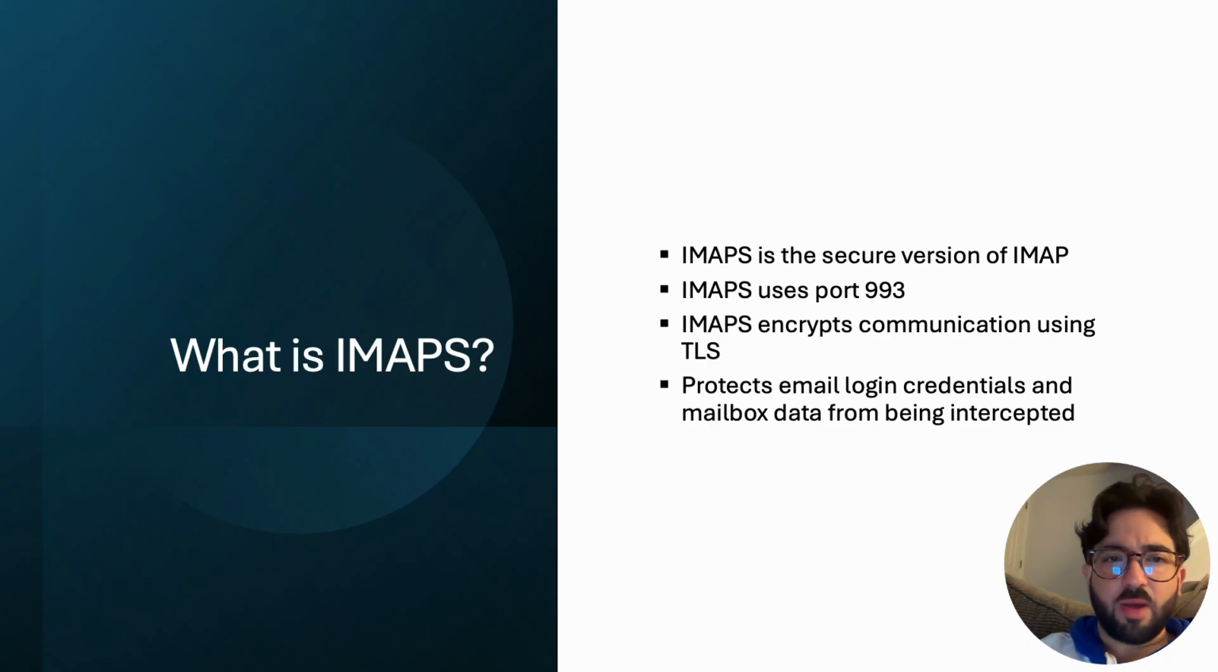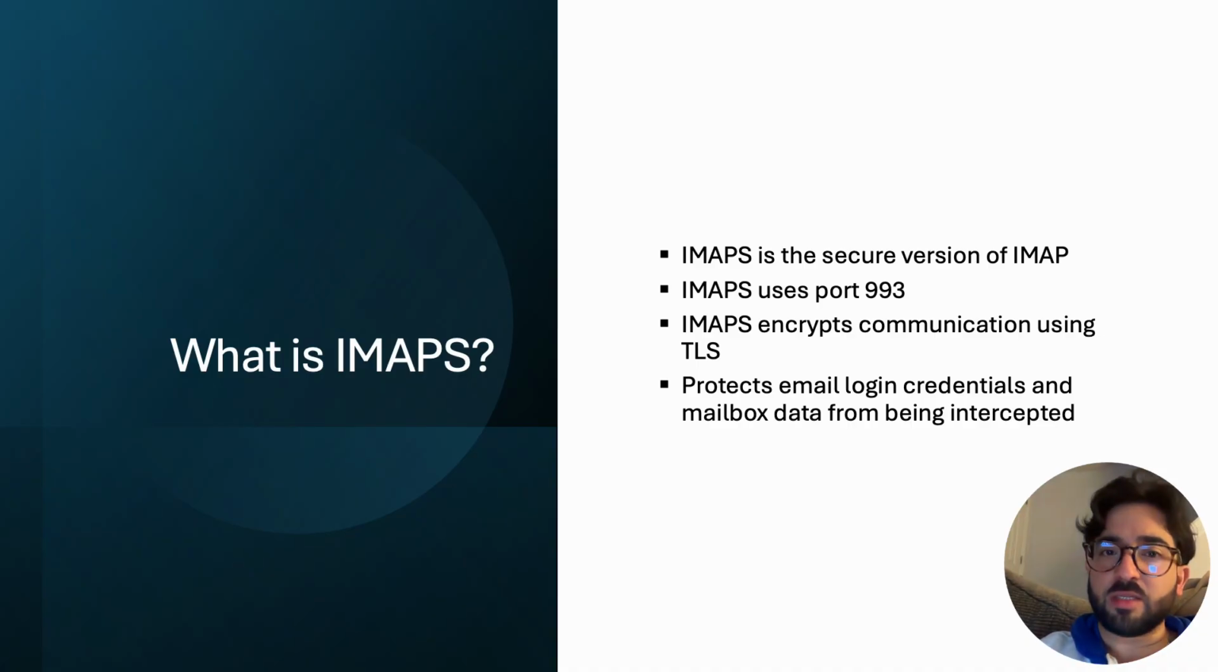What is IMAPS? IMAPS is basically IMAP but with strong encryption added to it. With regular IMAP, the email client connects over port 143 and all the communication happens in clear text. That means anyone on the same network could capture the traffic and see the username, password, or even the mailbox data.